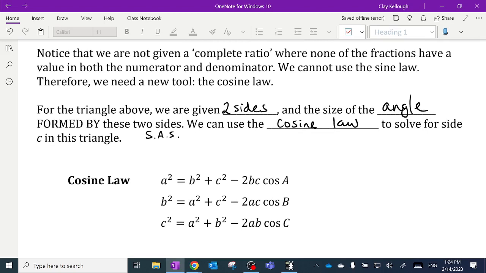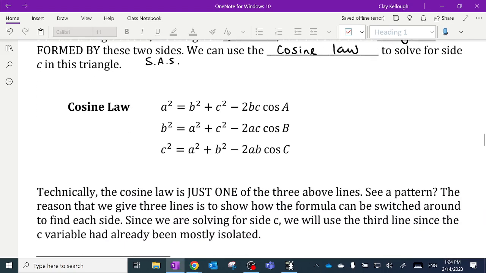Now it looks like, oh man, he gave us 3 formulas. Actually, all of those are the same formula. Technically, the cosine law is just one of those 3 lines above here. Do you see a pattern to it? Suppose I just crossed all those out. What do those look like to you? Looks like Pythagoras, doesn't it? And that's kind of what the cosine law is. It's Pythagoras combined with cosine.